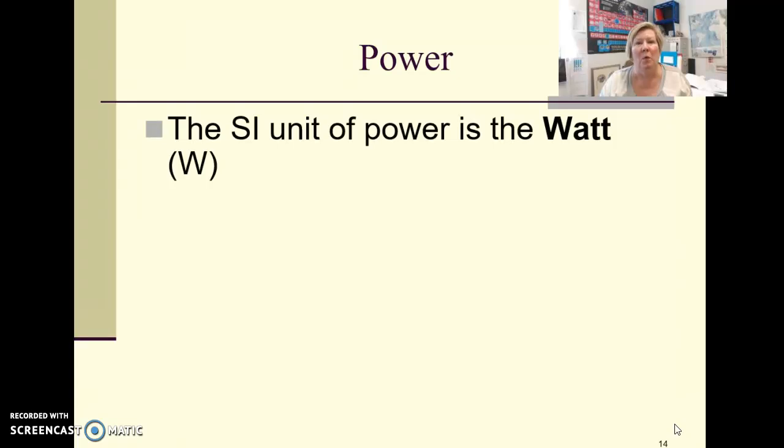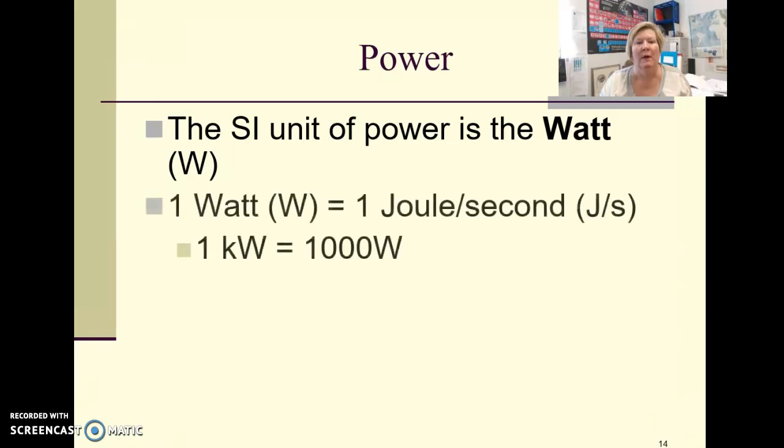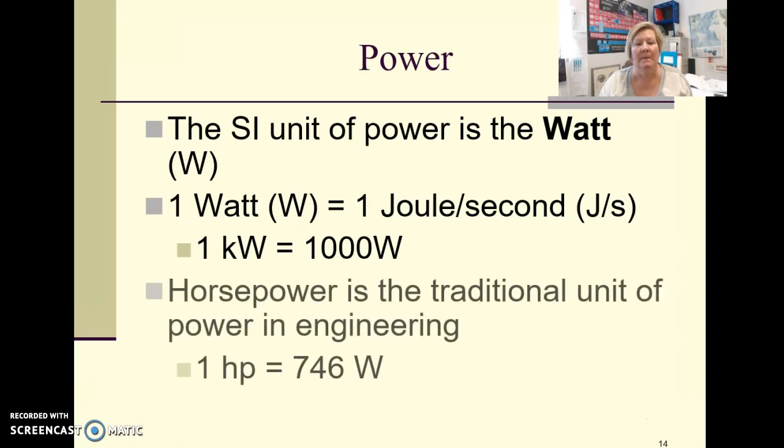Our unit for power will be the watt, after James Watt, where a watt is a joule per second. Oftentimes power is presented as kilowatts, where 1 kilowatt is 1,000 watts. The British unit is the horsepower. Most of us are probably familiar with that. If you were to convert between horsepower and watts, 1 horsepower is equivalent to 746 watts.